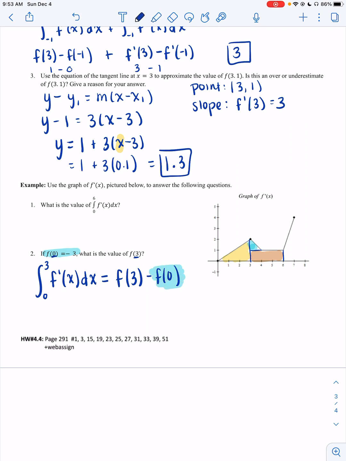So let's maybe rewrite this. We're trying to find f of 3. So this is -3, and let's rewrite it. f of 3 is going to be equal to, let's add the -3 to the other side, so this -3 plus this integral.